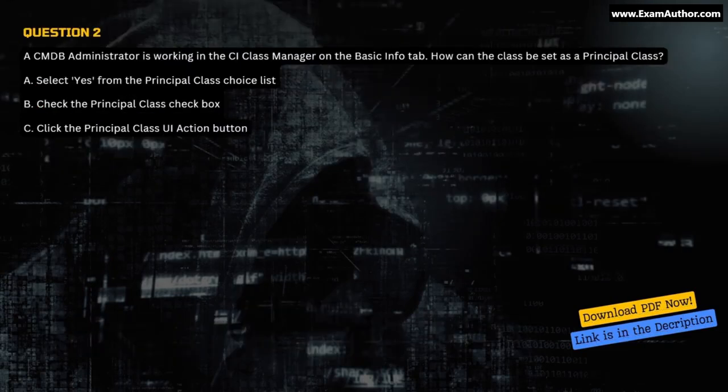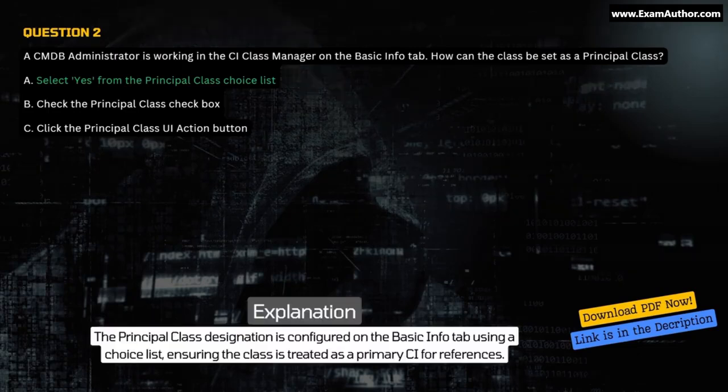Question 2. A CMDB administrator is working in the CI Class Manager on the Basic Info tab. How can the class be set as a principal class? A. Select Yes from the Principal Class choice list. B. Check the Principal Class checkbox. C. Click the Principal Class UI Action button. Correct answer A. Select Yes from the Principal Class choice list. Explanation. The Principal Class designation is configured on the Basic Info tab using a choice list, ensuring the class is treated as a primary CI for references.